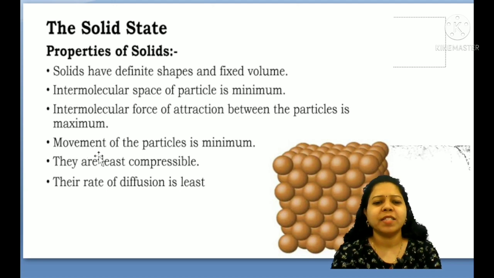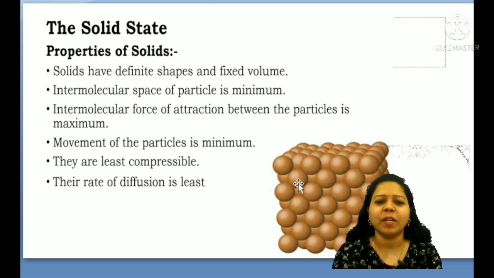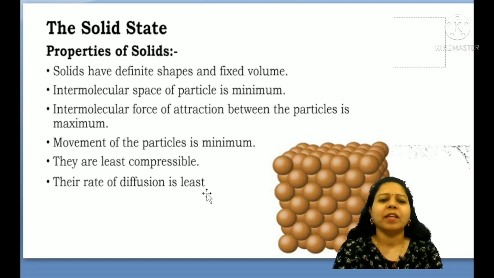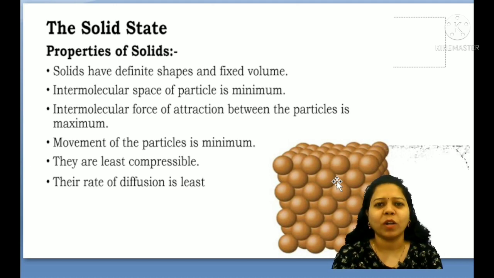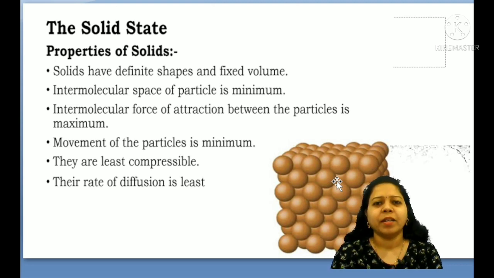Now next property of solid is that movement of the particles is minimum. Intermolecular space of these particles is very less, that's why there is no place to move, and that's why the movement of these particles in solid state is very less or minimum. They are least compressible, their rate of diffusion is least. They are least compressible means what? If we apply external pressure on the solid, it does not easily change its shape. It cannot compress, that's why we are saying these are less compressible.